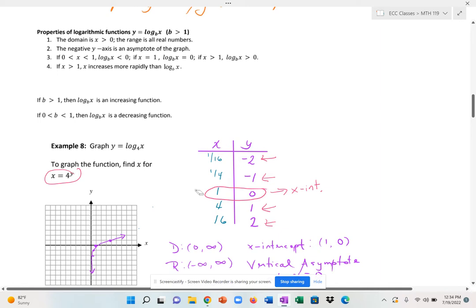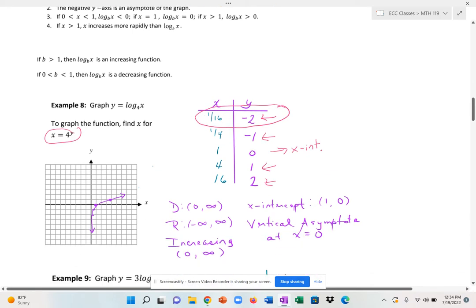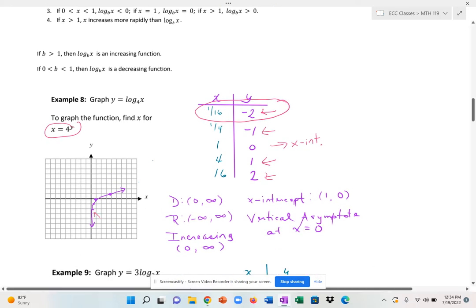So it's a little untraditional. We plugged in the y's and solved for x, but you still graph in the same way. This is the point 1/16, negative 2. That means you move 1/16 units to the right and 2 units down. And so that's that point right there. 1/16 is pretty close to 0. Then 1/4, negative 1 is a little bit further to the right and up. 1, 0, my x-intercept is right here. 4, 1, and I didn't plot 16, 2, because I didn't have enough room on this graph. But you would just go 16 units to the right and 2 up.